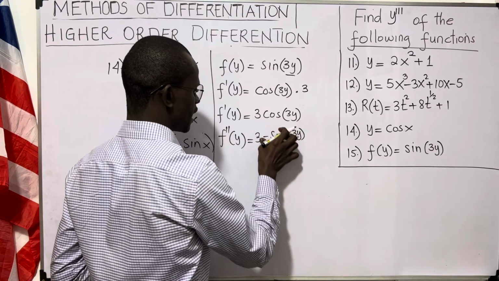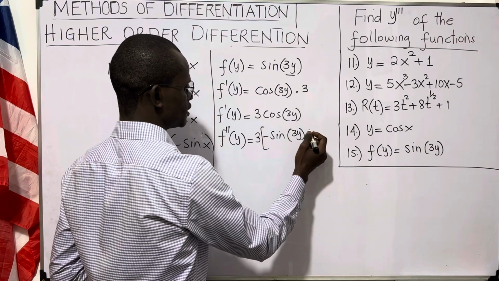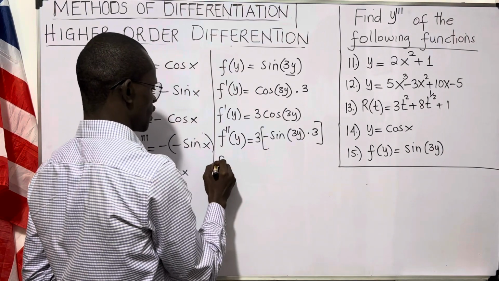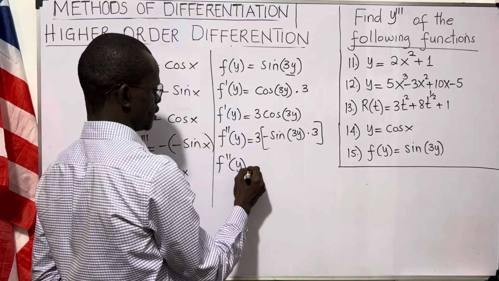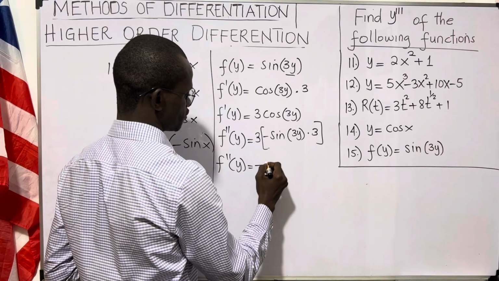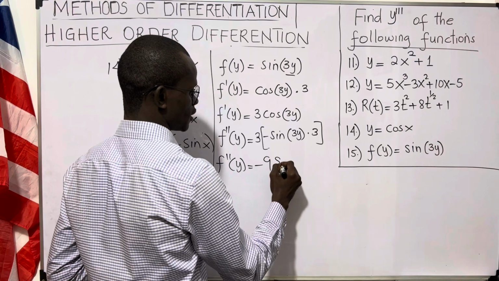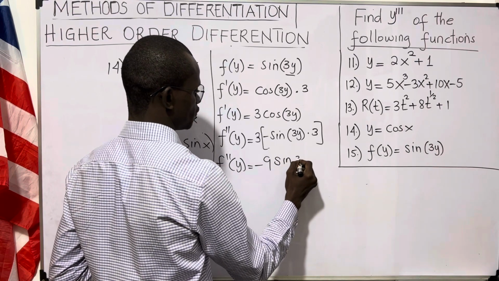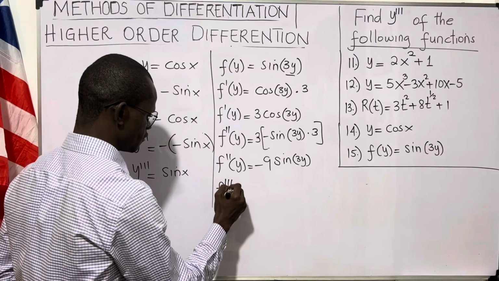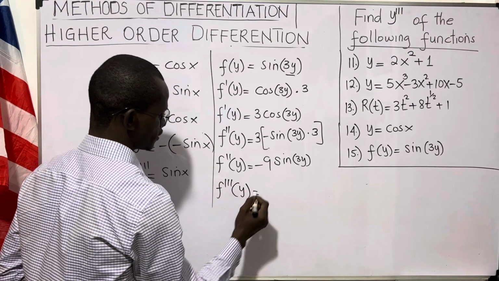Then we differentiate the angle. So what is the derivative of 3y? It's just equal to 3. So f prime prime of y gives us 3 times 3 is 9. This is negative, so it's negative 9 sine of 3y. Then we find the final derivative that we were asked to find.